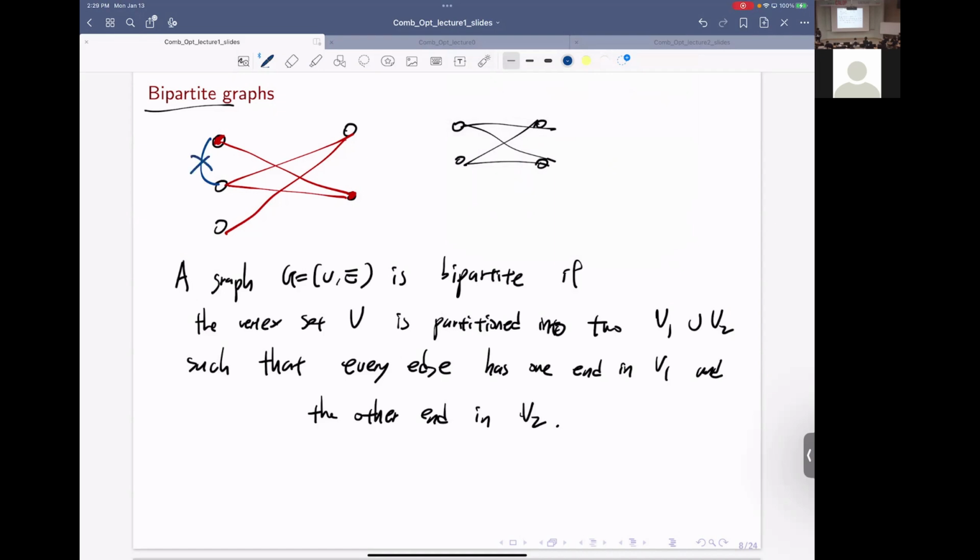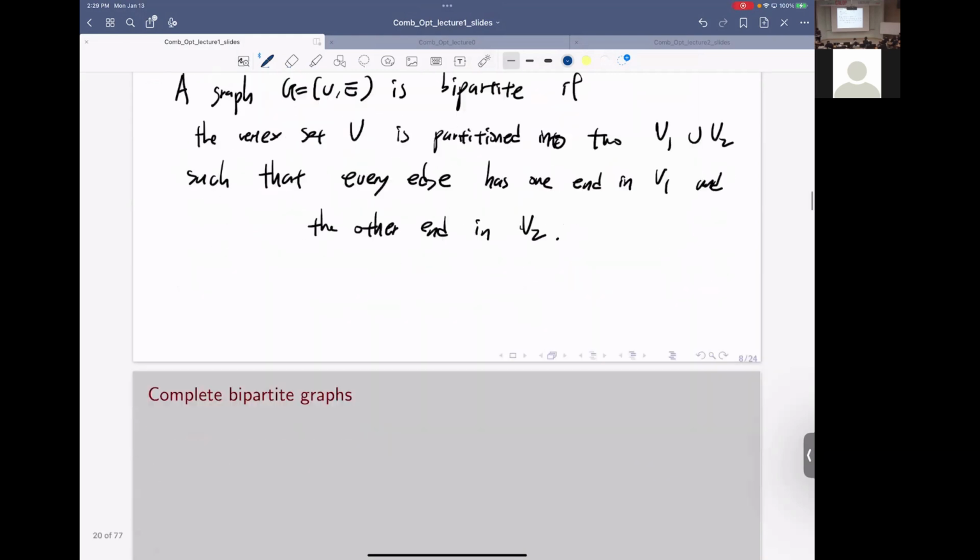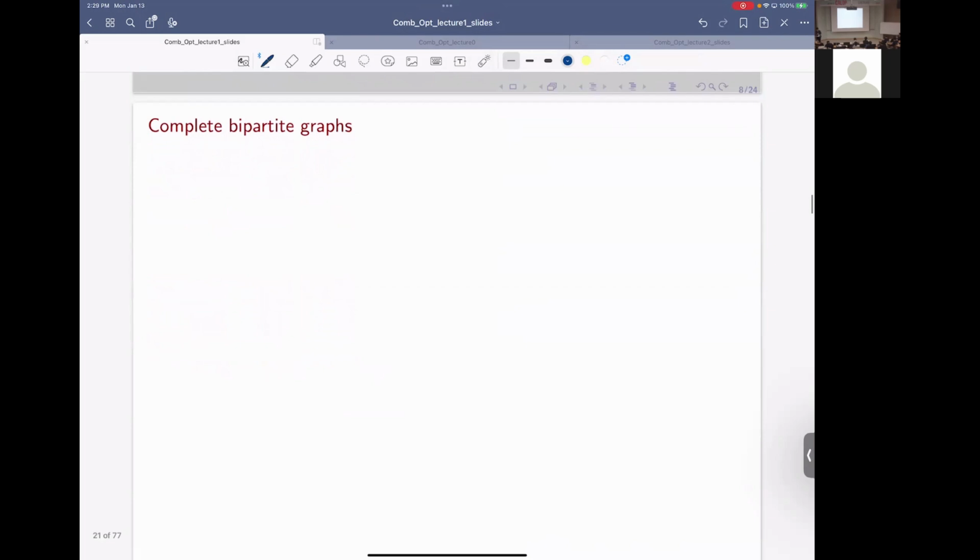So this is not possible for bipartite graphs, right? So far we have talked about two classes of graphs, complete and bipartite, and in fact we can combine these two concepts. So the next one is complete bipartite graphs.